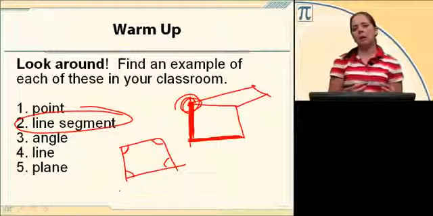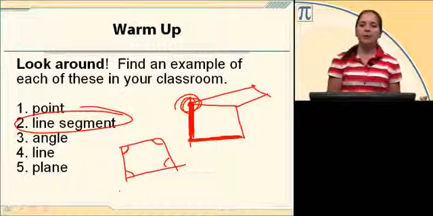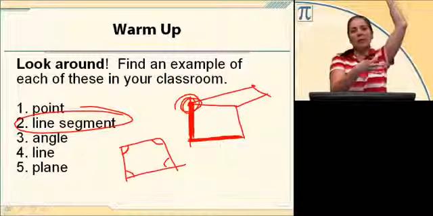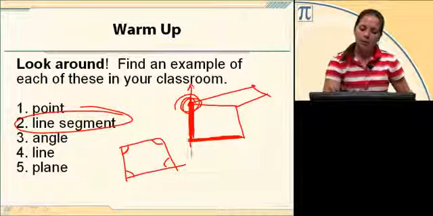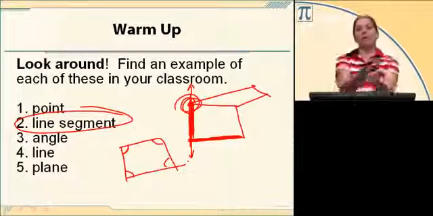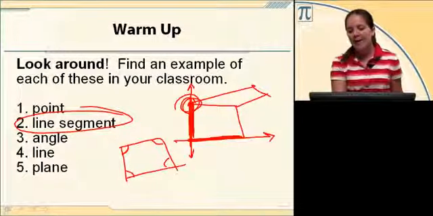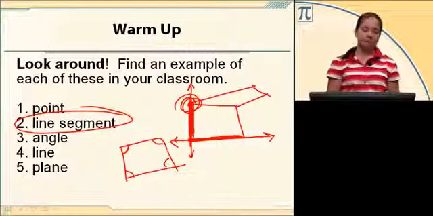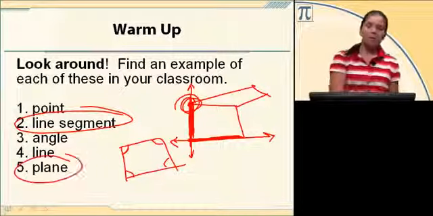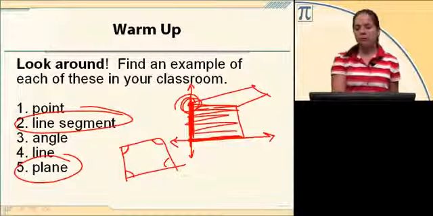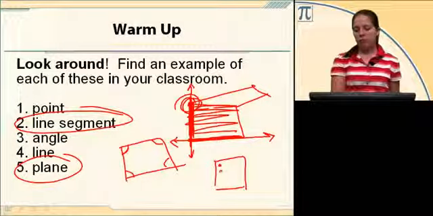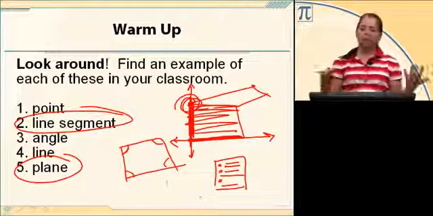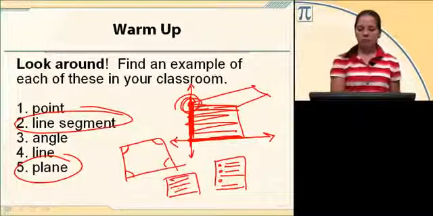Line. A line continues indefinitely in 2 directions, and so if you imagine where those 2 walls meet, if you imagine that continuing up through the ceiling and down through the floor, that's an example of a line. Or imagine that floor, that corner, that baseboard continuing through those corners, through the walls. That's an example of a line. Plane, that wall, that's a plane. Piece of paper, that's a plane. Flat surface, it's an example of a plane. Your desk, that's a plane.